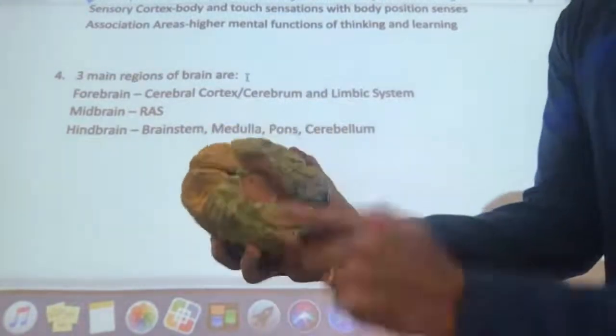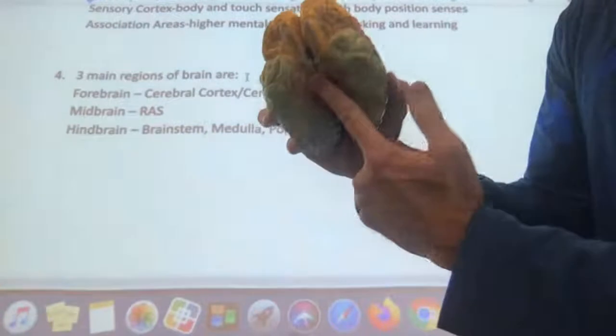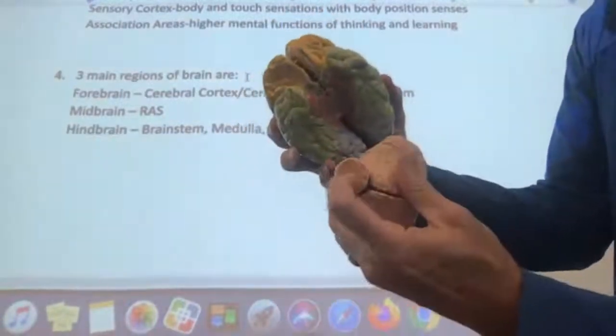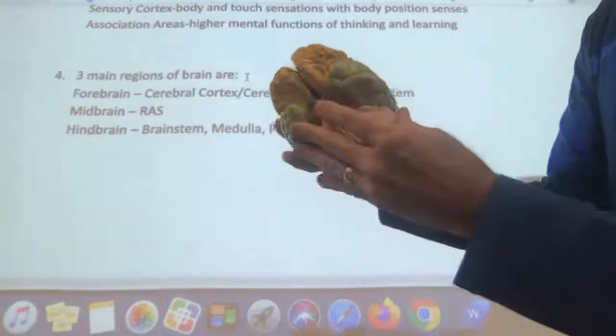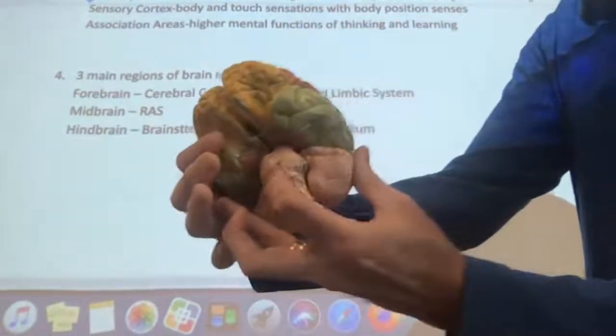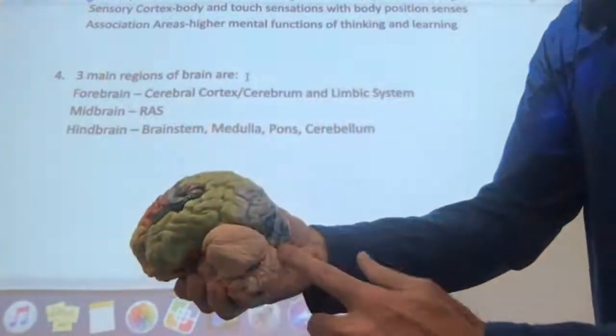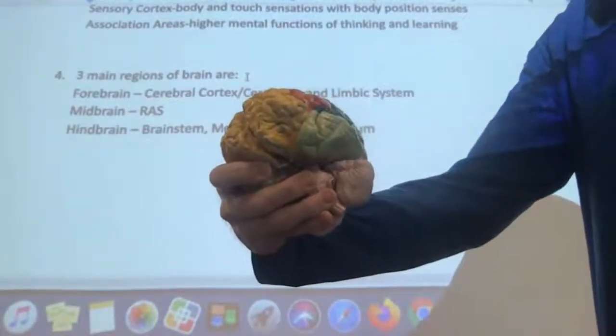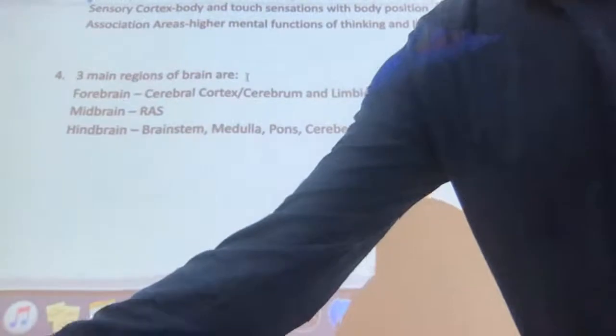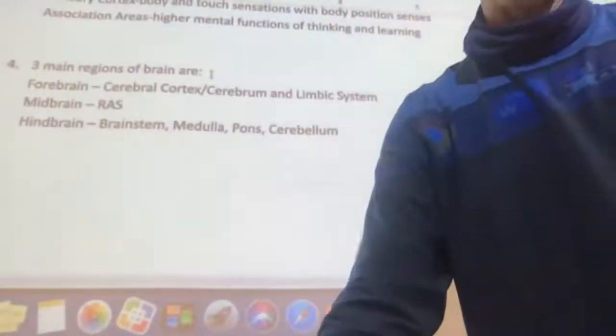The midbrain is right here in the middle, okay? Just that little structure there on the top of the brain stem as well, okay? And then I have my hindbrain, which is my brain stem and my cerebellum. Okay, right? So now we kind of have a background or a context on the brain.